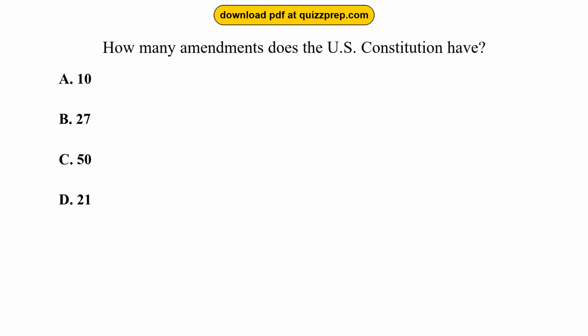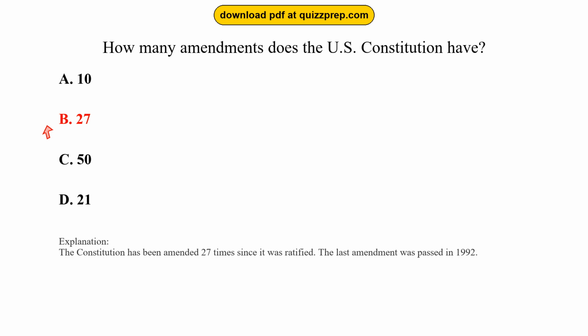Question 11. How many amendments does the U.S. Constitution have? Option A 10. Option B 27. Option C 50. Option D 21. The correct answer is option B, 27. The Constitution has been amended 27 times since it was ratified. The last amendment was passed in 1992.